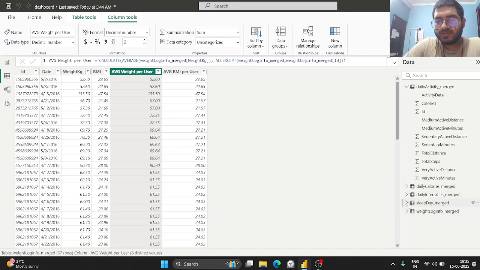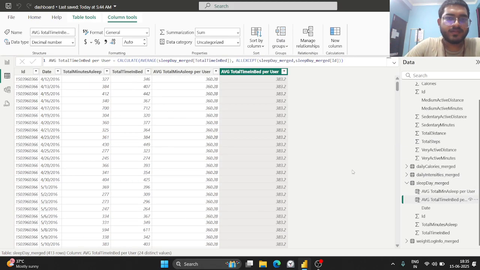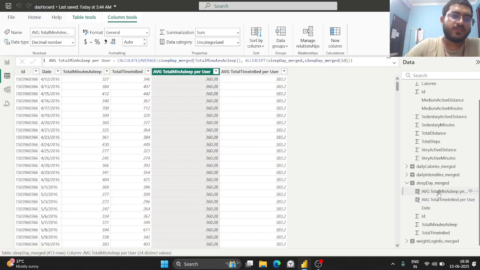If we look for the sleep, we'll find a similar kind of function. Usually we're trying to group by ID to get the insights for each user: total sleep, minutes asleep, and total time in bed.